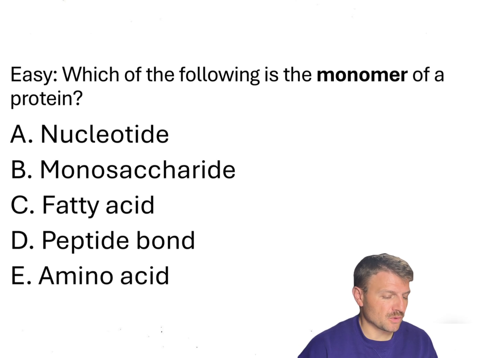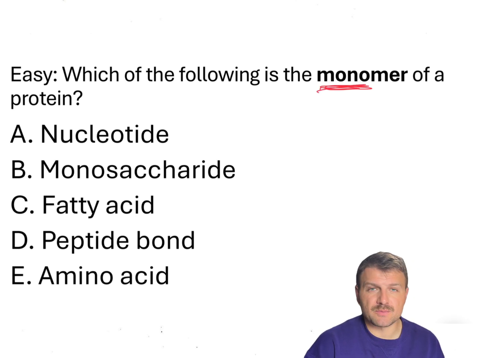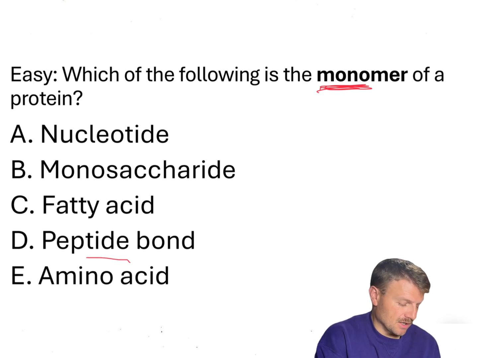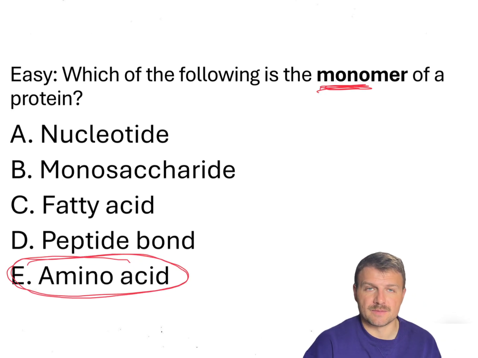Here's the easy question. Which of the following is the monomer of a protein? So before I even look at the answers, I'm thinking mono, single unit of a protein. The reason why this is an easy question is I like to call these regurgitation questions, where you should just be able to regurgitate the answer. You should be able to think monomer, protein, this one's going to be amino acid. This is something you should just have memorized and you should just have ready to go if somebody asks you.